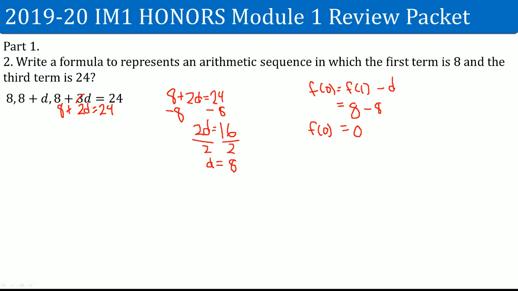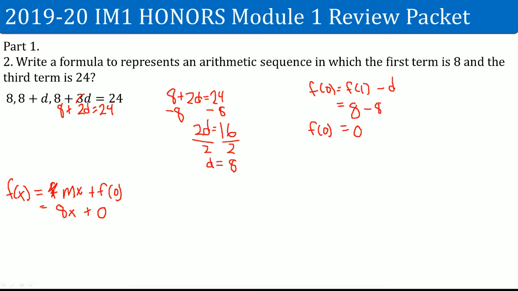What needs to happen next is you can write the function as f of x equals mx plus f of 0, which is going to be 8x plus f of 0, and f of 0 here would be 0.